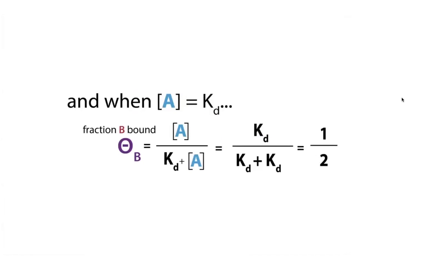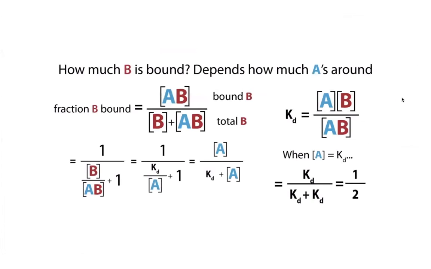So now what would happen when the concentration of A was equal to your Kd? Well, here you would replace the concentration of free A with Kd over Kd plus Kd, and that would give you 1 Kd over 2 Kd, or 1/2. And so that's why the Kd is going to equal the concentration of one partner at which half of the other partner is bound.